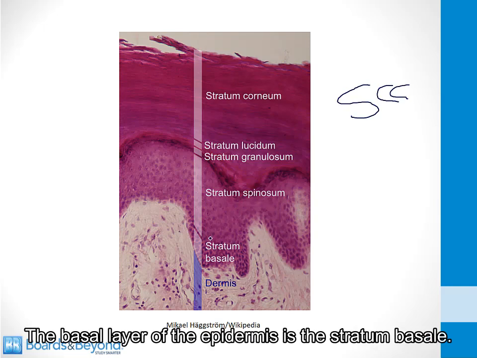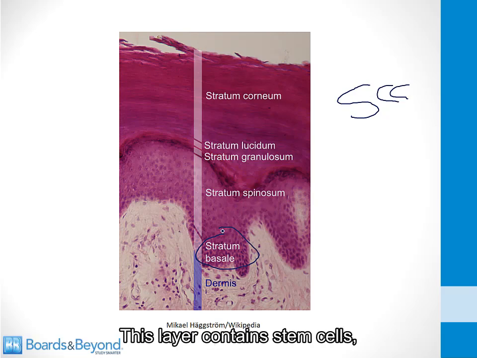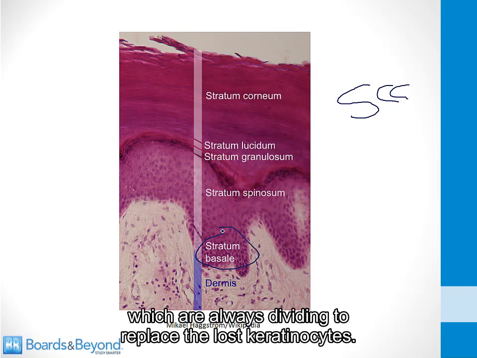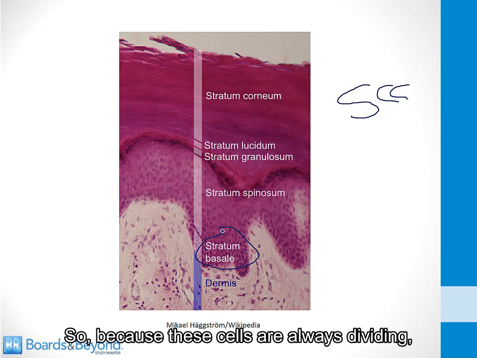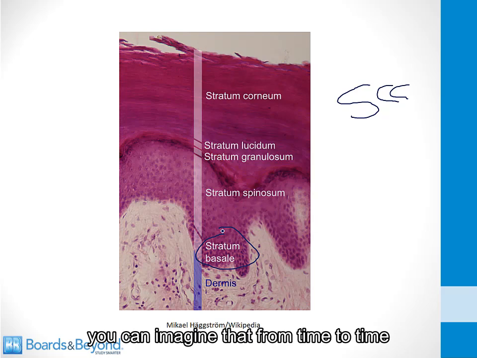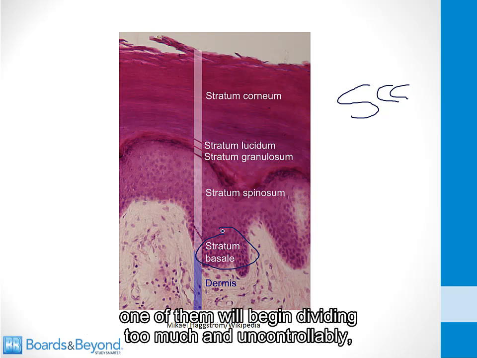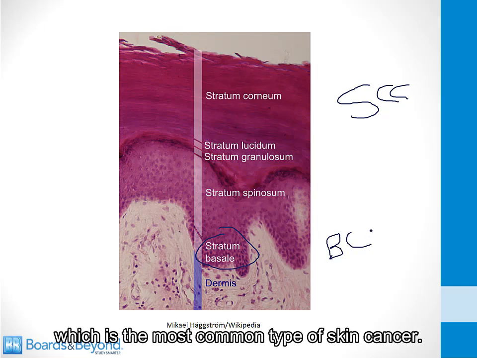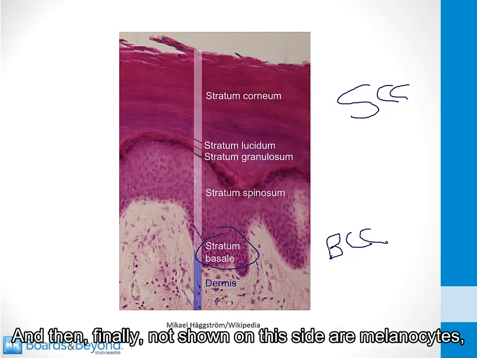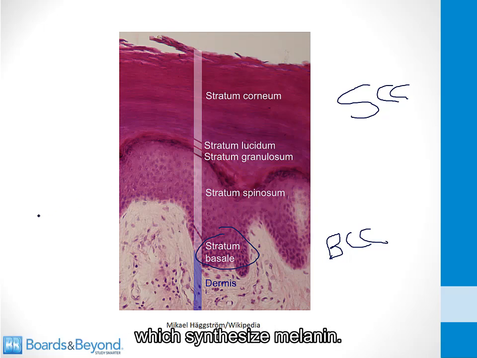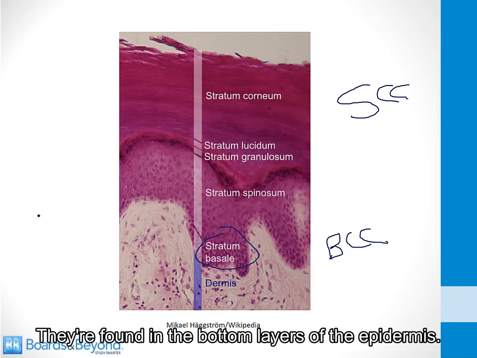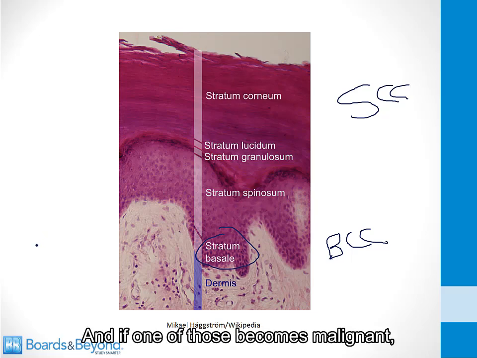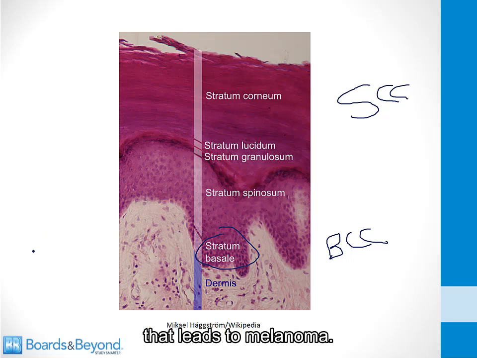The basal layer of the epidermis is the stratum basale. This layer contains stem cells which are always dividing to replace lost keratinocytes. So because these cells are always dividing, you can imagine that from time to time one of them will begin dividing too much and uncontrollably, and that leads to basal cell carcinoma, which is the most common type of skin cancer. And then finally, not shown on this slide are melanocytes, which synthesize melanin. They're found in the bottom layers of the epidermis, and if one of those becomes malignant, that leads to melanoma.